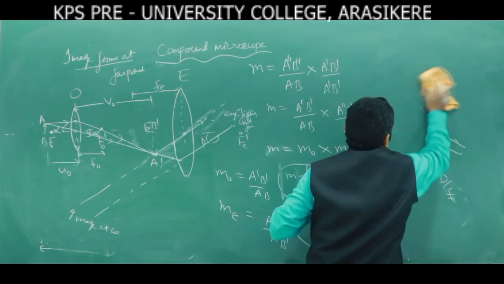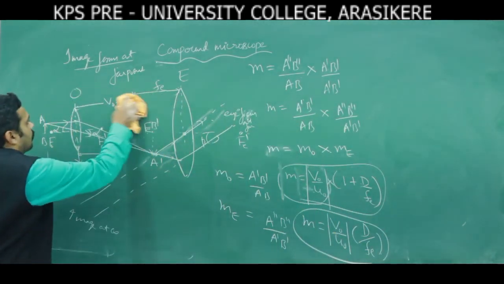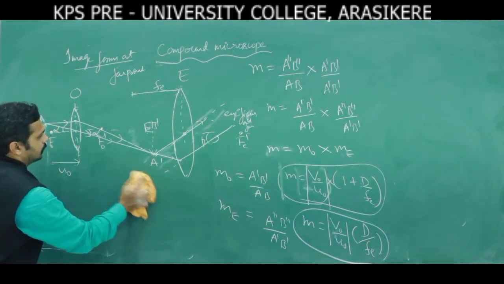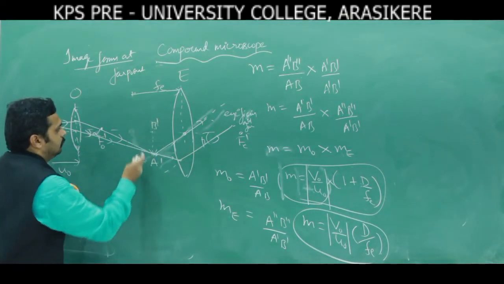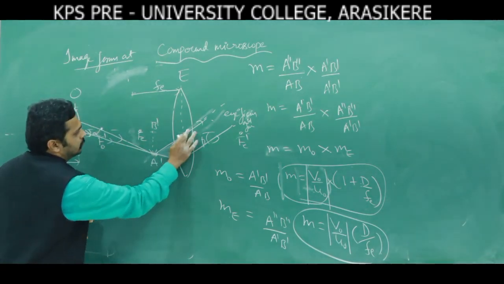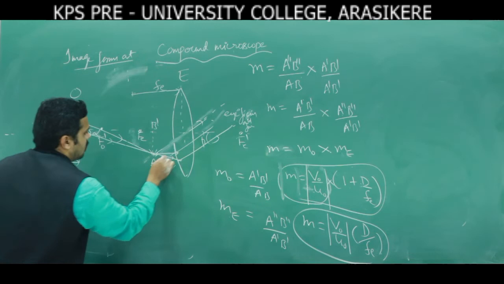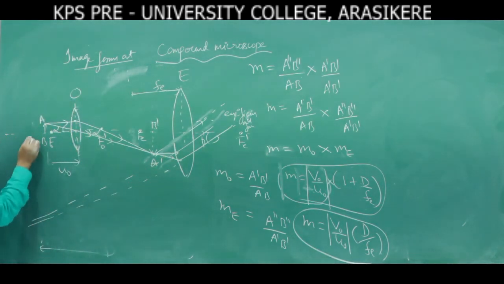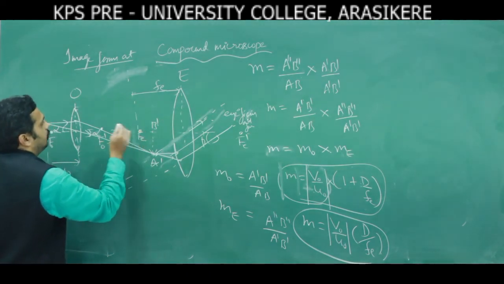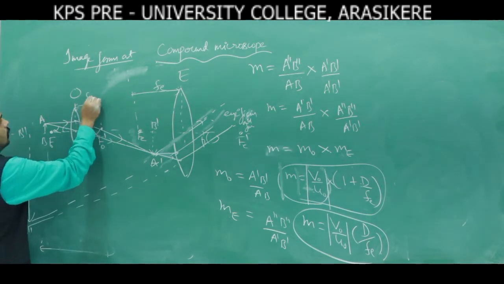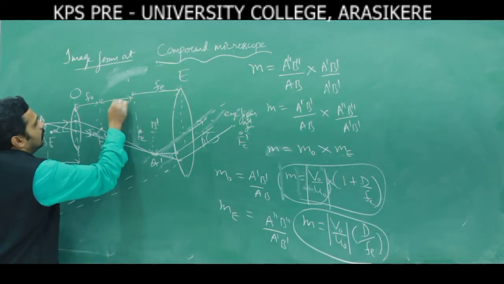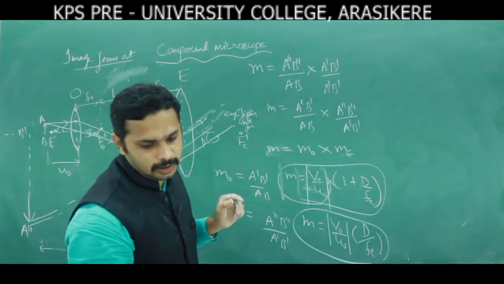Look at here. Now assume yourself, now this is Fe when the image forms at near point. This is the final image of the object when the image forms at near point. A dash, B dash. This is Fe. This is F naught. What is F naught? Focal length of the objective lens. Fe, focal length of the eyepiece lens. This is L. What is L? Tube length.